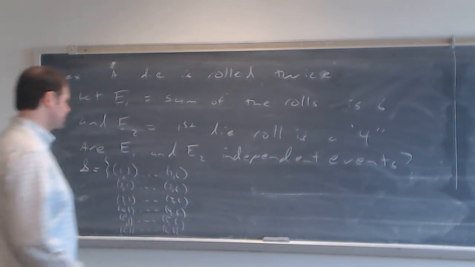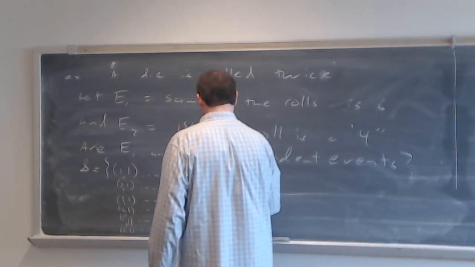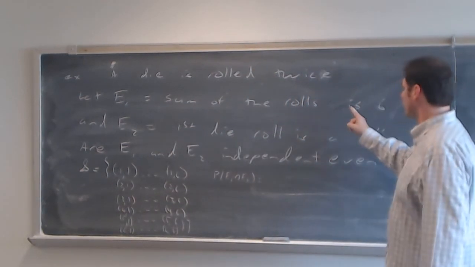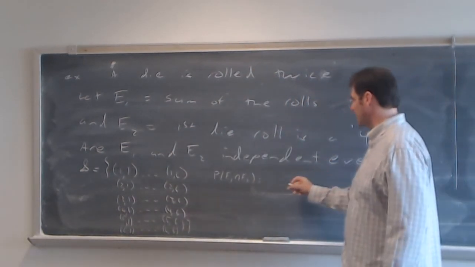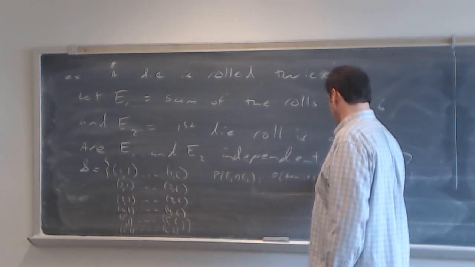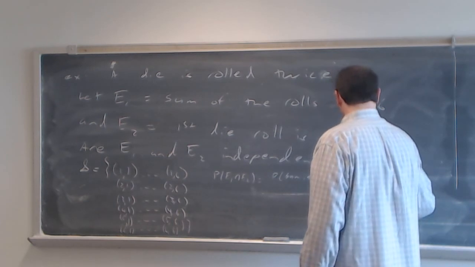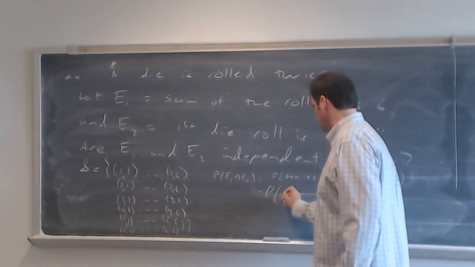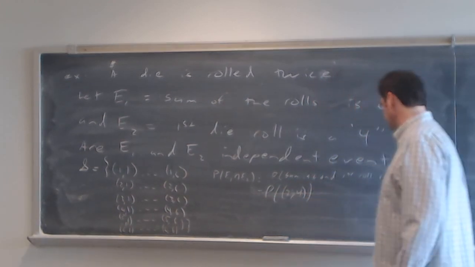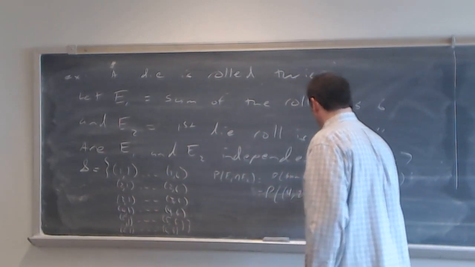Now, I want to know if these two are independent or not. So the probability of E1 intersect E2 is really the probability that the sum is 6 and the first die roll is 4. That's the same thing as the probability of getting 4, 2. And that's 1 out of 36.